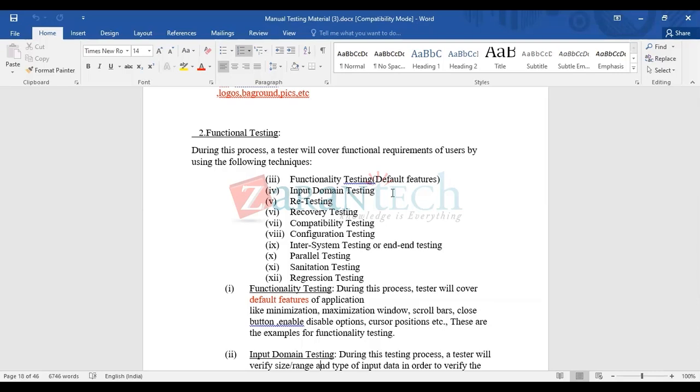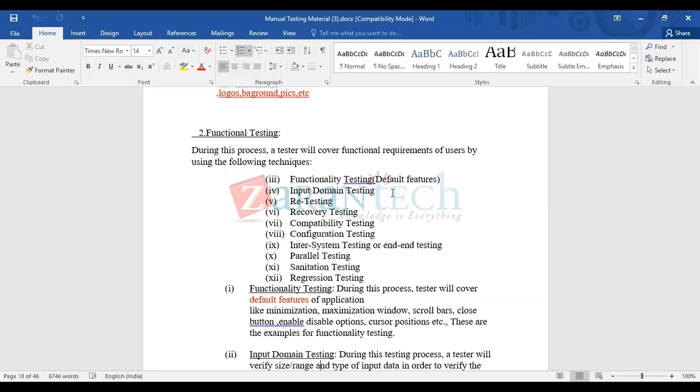Then retesting. What is retesting here? Yesterday I already gave you one case study. Dugo identifies the defect and sends it to Anil. Anil finds the solution. Again, Dugo has to perform the testing. You got my point or not?